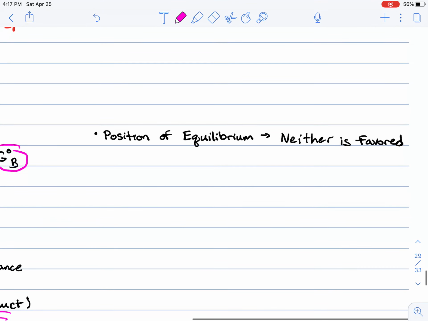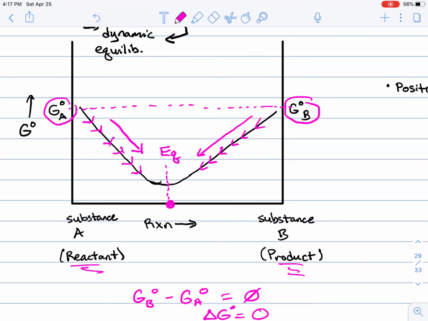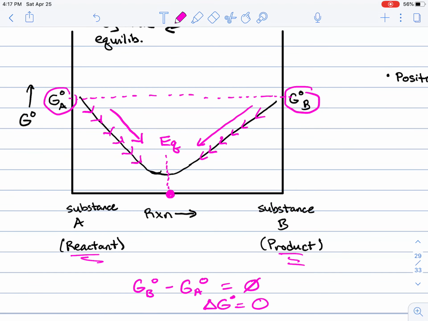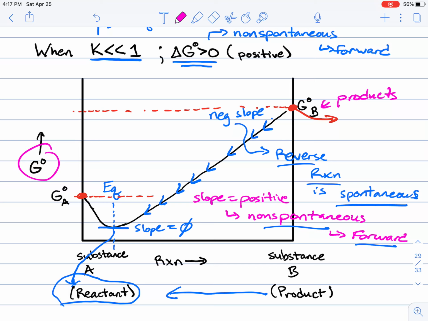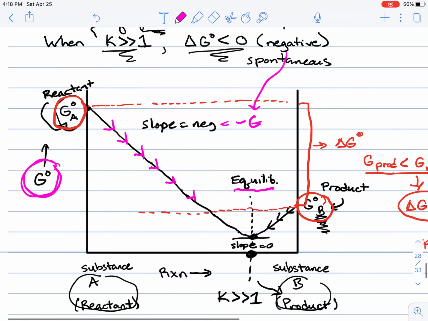Okay, so the take-home message is that here in this case, at the position of equilibrium, neither is favored. And with respect to delta G, neither the forward nor the reverse direction is spontaneous or non-spontaneous. Whereas here, when delta G is greater than 0, we have a net shift in spontaneity towards the reverse direction, not the forward. Whereas here, when K is far, far greater than 1 and delta G is less than 0, we have a net shift towards the right side, telling us that the formation of the products is spontaneous and the formation of the reactants is non-spontaneous.